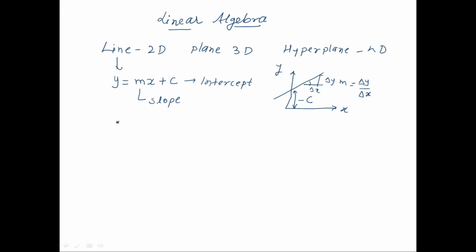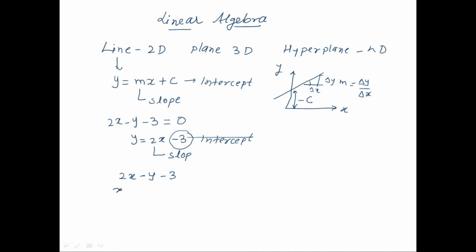For example, take the equation of the line 2x minus y minus 3 equal to 0, which gives y equal to 2x minus 3. So here 2 is the slope and minus 3 is the intercept. In the equation 2x minus y minus 3, the axes are the x-axis and y-axis.